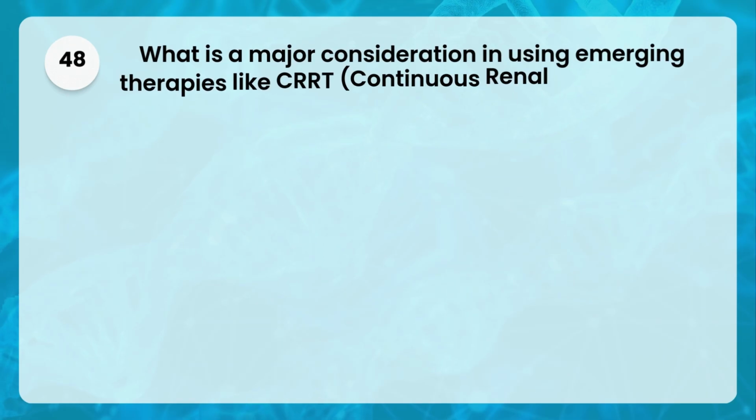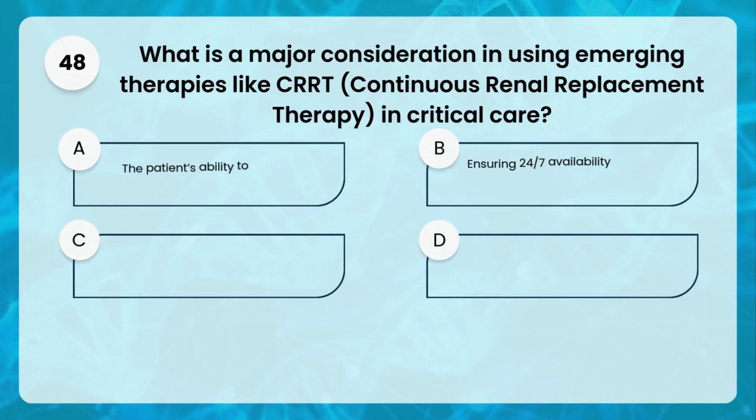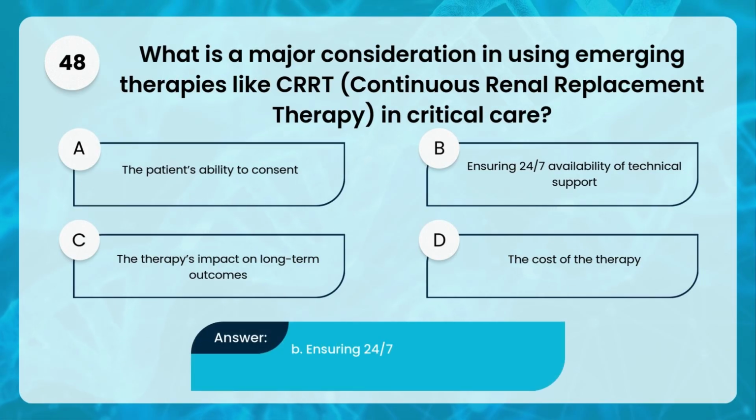48. What is a major consideration in using emerging therapies like CRRT, continuous renal replacement therapy, in critical care? A. The patient's ability to consent. B. Ensuring 24/7 availability of technical support. C. The therapy's impact on long-term outcomes. Or D. The cost of therapy. The answer is B. Ensuring 24/7 availability of technical support.